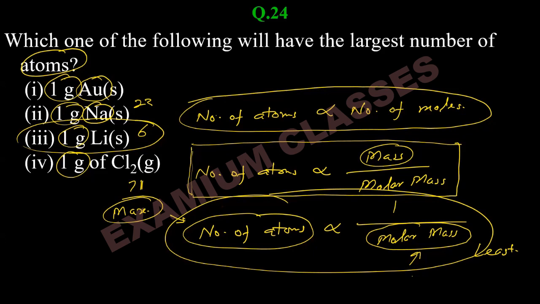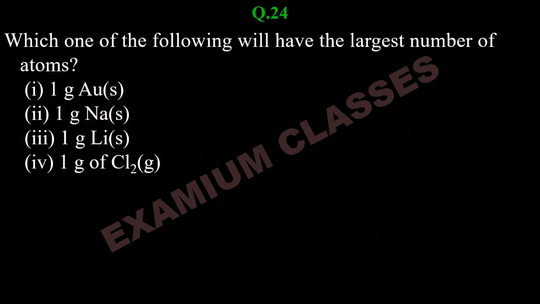In all the books or on the internet, this question has been solved by calculation. And if you do calculation, obviously it is going to take a lot of time, around 5 to 6 minutes at least. In such objective type questions, you don't need to do calculations. Just get the relationship and the answer. So in this case, the answer will be 1 gram of lithium will have the largest number of atoms. Any confusion, let me know. No, sir. Good.